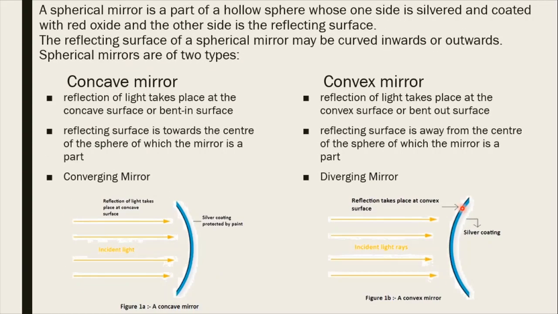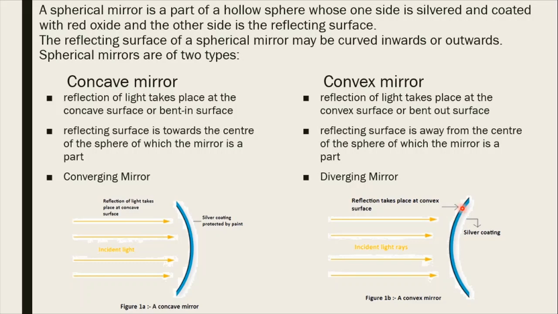A spherical mirror is a part of a hollow sphere, typically made up of glass, whose one side is silvered and coated with red oxide and the other side is the reflecting surface. The reflecting surface of a spherical mirror may be curved inwards or outwards. Spherical mirrors are of two types, the concave mirror and the convex mirror. We will be studying both the mirrors in detail in the following slides.